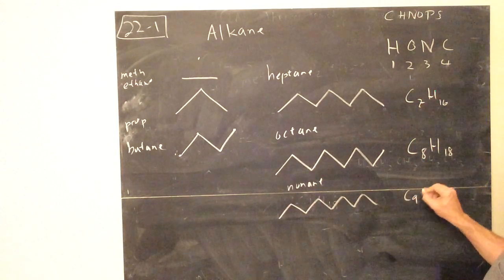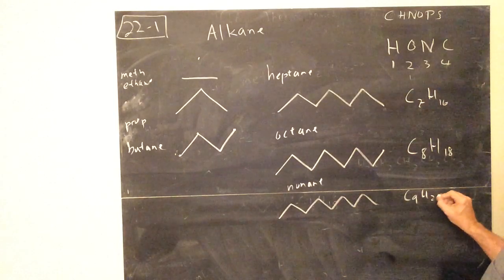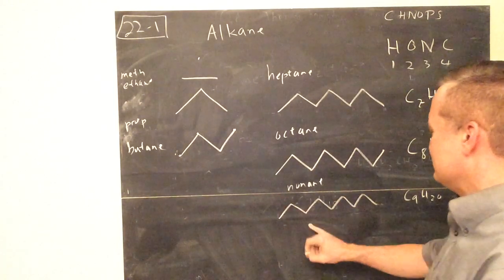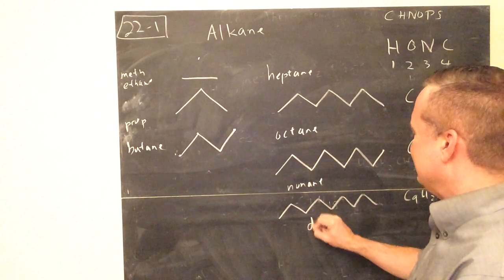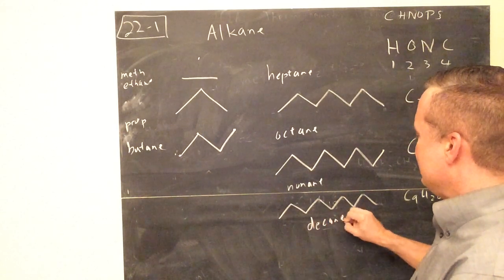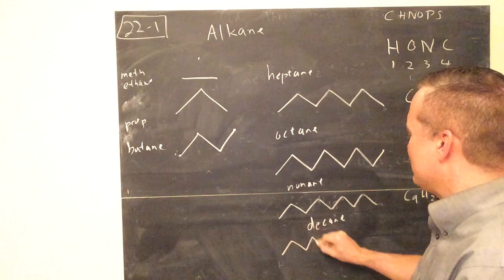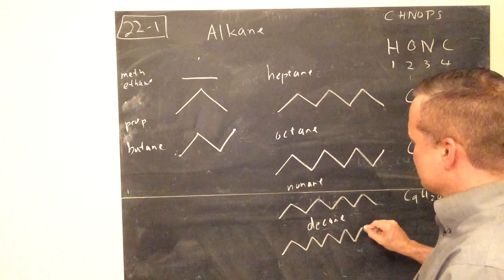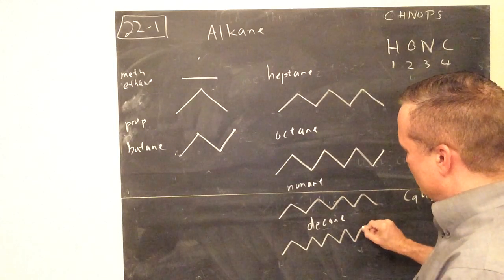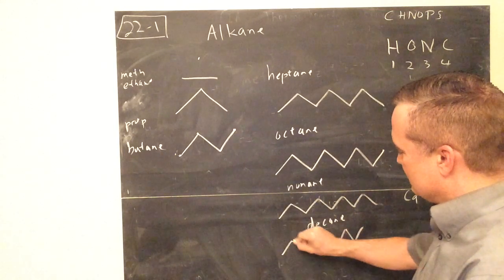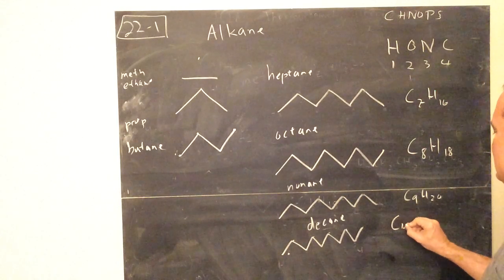Okay, C9H20, I guess. And then decane. Decane has 10: 1, 2, 3, 4, 5, 6, 7, 8, 9, 10. Make sure every corner, and then every time you turn, it's a carbon: 1, 2, 3, 4, 5, 6, 7, 8, 9, 10.